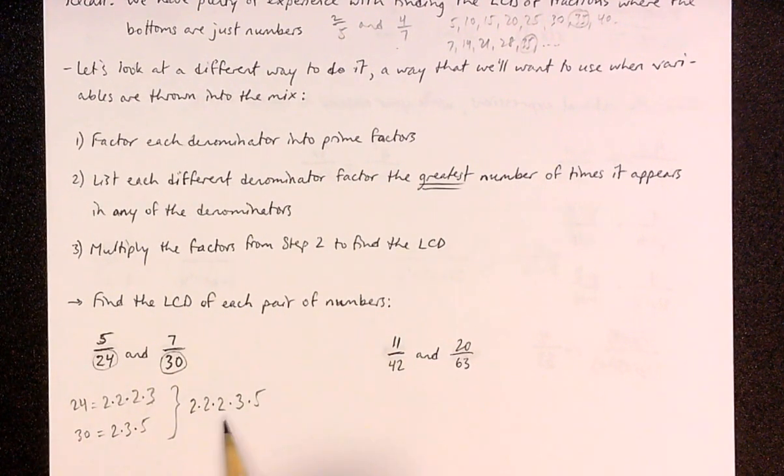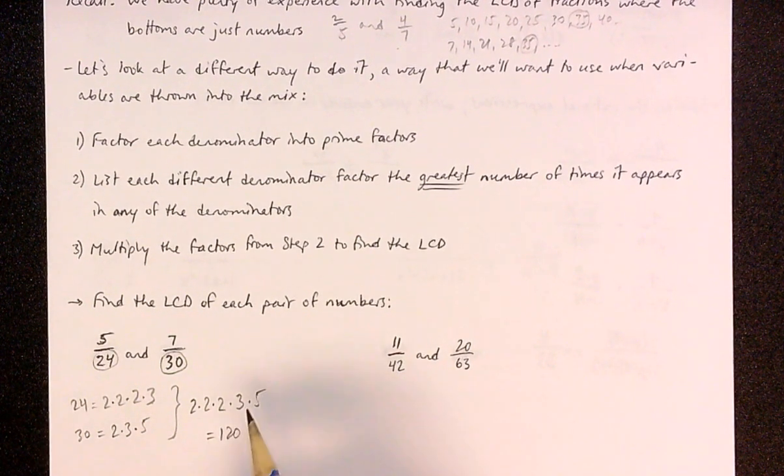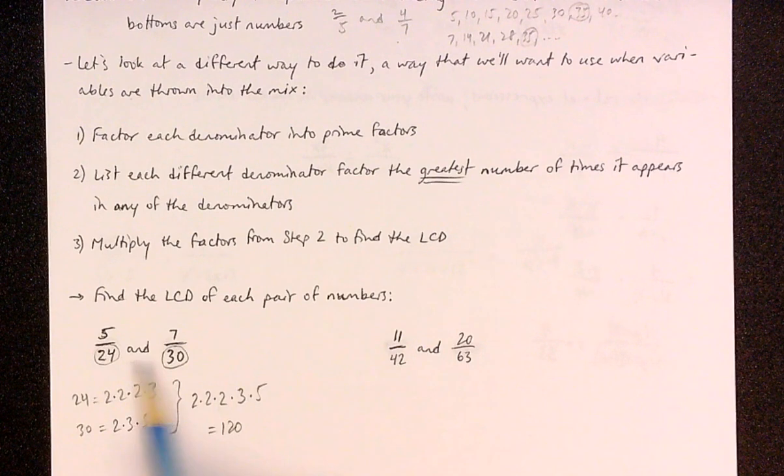So I had 3 2's, 1 3, and 1 5. I'm going to multiply all of these together, and that is going to give me 120. So 120 is the LCD for these two fractions.